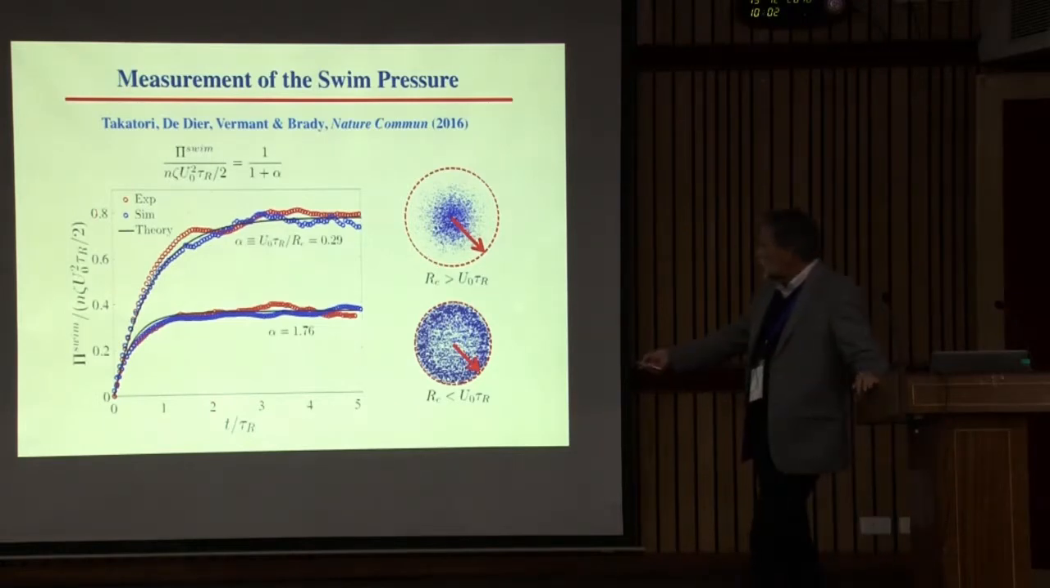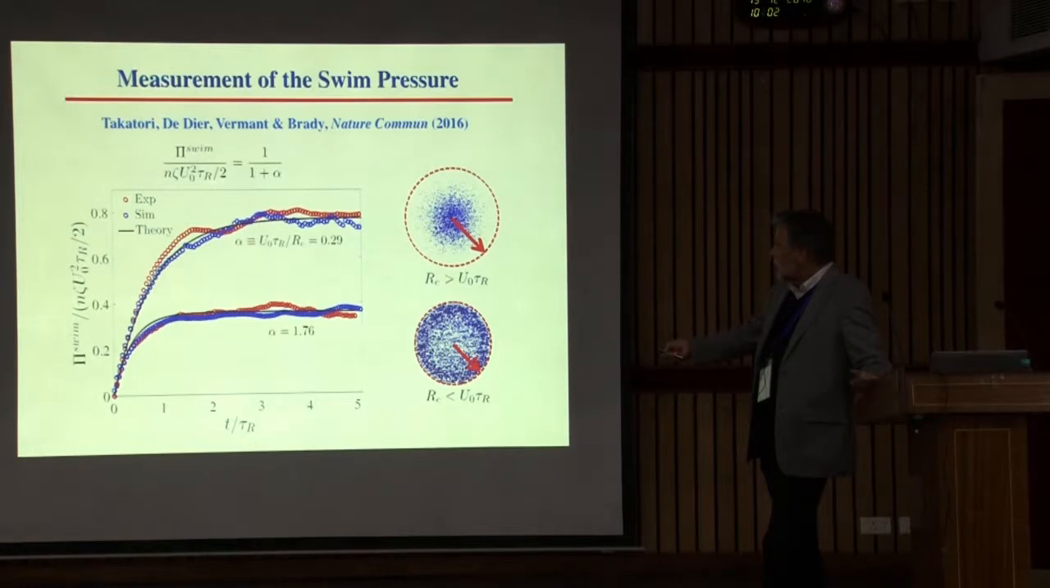This shows the pressure in an experiment as a function of time. Again, the red are experiments, the blue simulation, the black is the theory. The theoretical prediction is the following. First of all, there's a factor of 2 because we're in 2 dimensions as opposed to 3. We find the pressure is not equal to 1. It's reduced by a factor alpha, and that factor is nothing more than the ratio of the run length to the size of the trap.